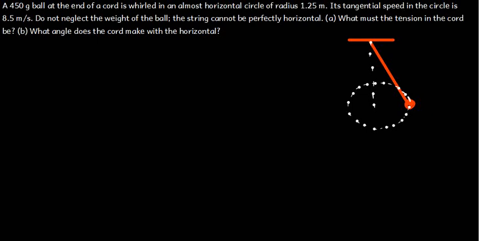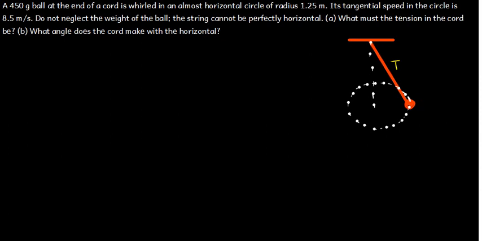Alright, so in this question we want to find the tension in the cord and also the angle that the cord makes with the horizontal. Now the horizontal is here. We want to determine the angle that the cord makes with it. If it was with a vertical, we would have determined this angle theta, so which is different in this case.